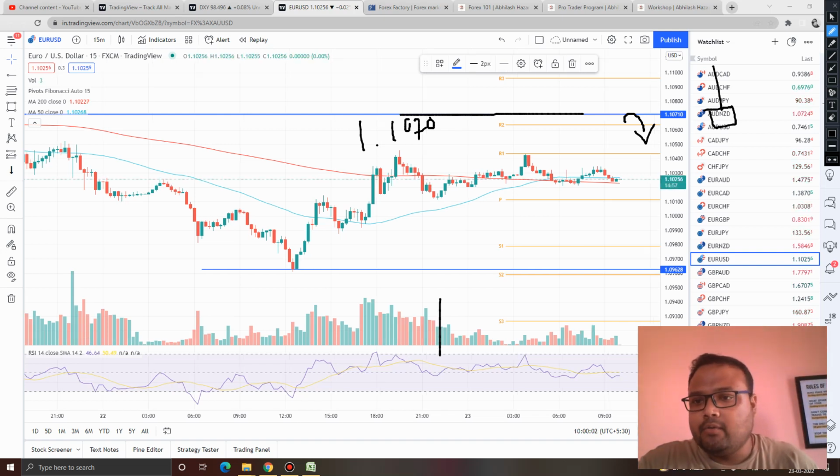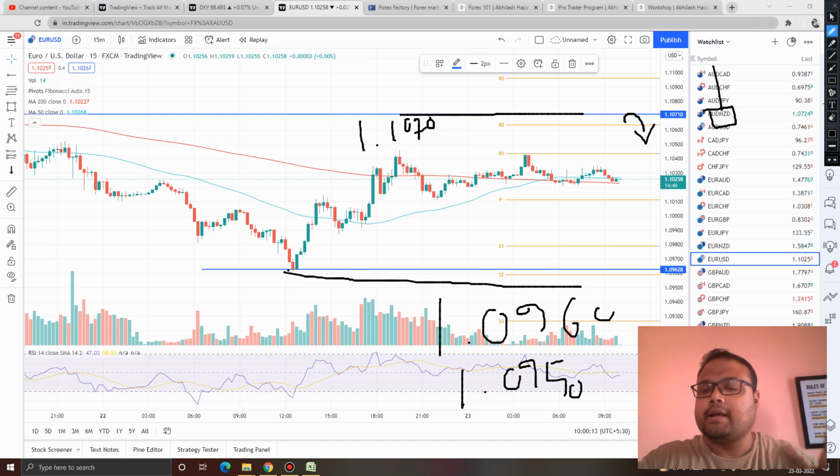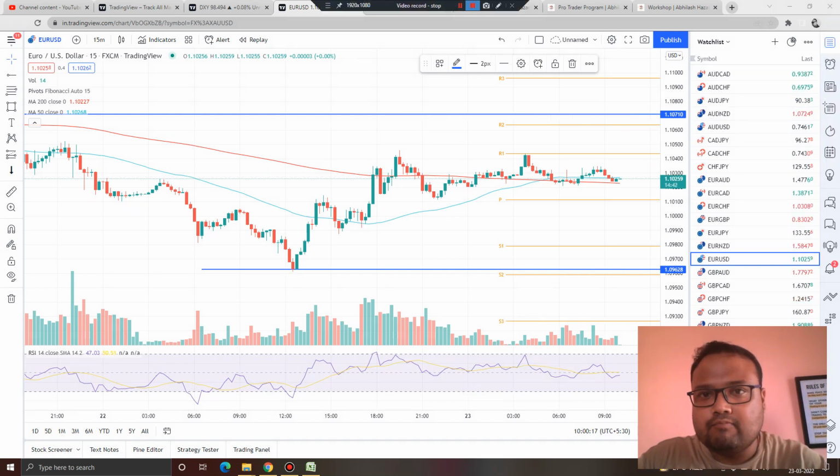And at the bottom we have 1.0960 to 1.0950 as the support in the market. So you can expect proper support here. If market comes down to this level and bounces, we can go for buy as well.